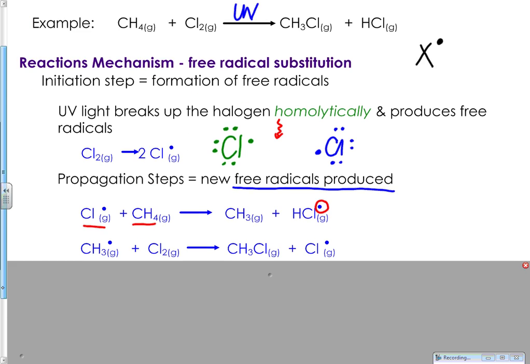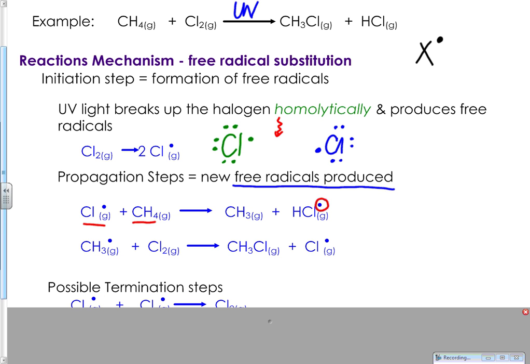Another possible propagation step is that this methane was the free radical that was created. So instead of this originally splitting up, the methane, a bond in the methane would have gotten attacked. So let's say that guy would have gotten attacked, and 1 electron went here and 1 went there. So the methane free radical, the CH3 free radical, is going to now bond up with a Cl and create another Cl free radical. These are just possible propagation steps. There are probably others as well.